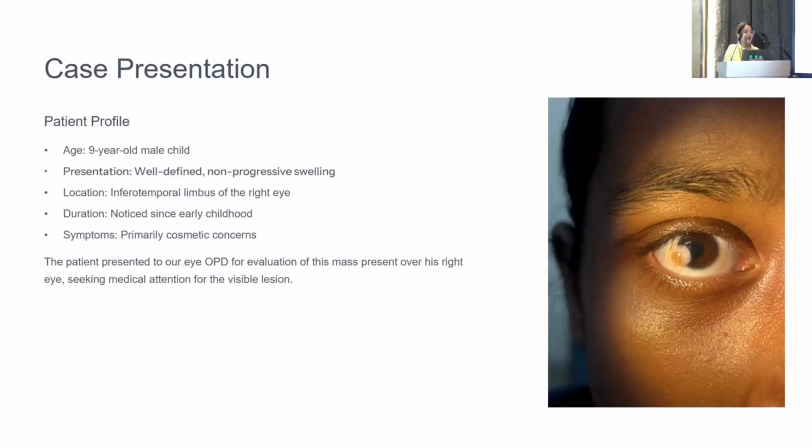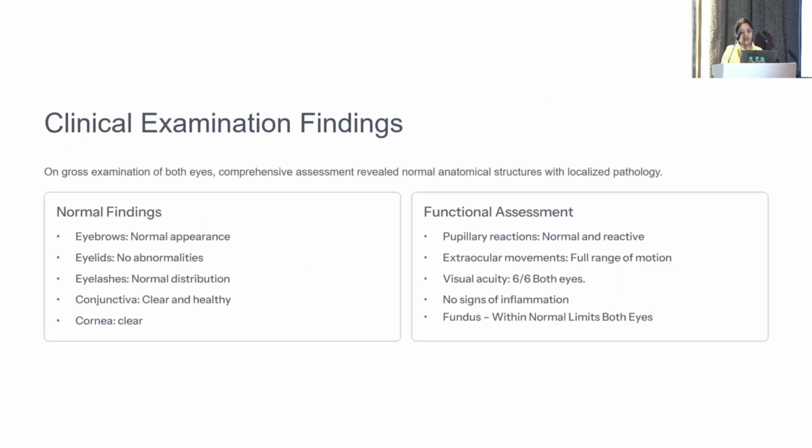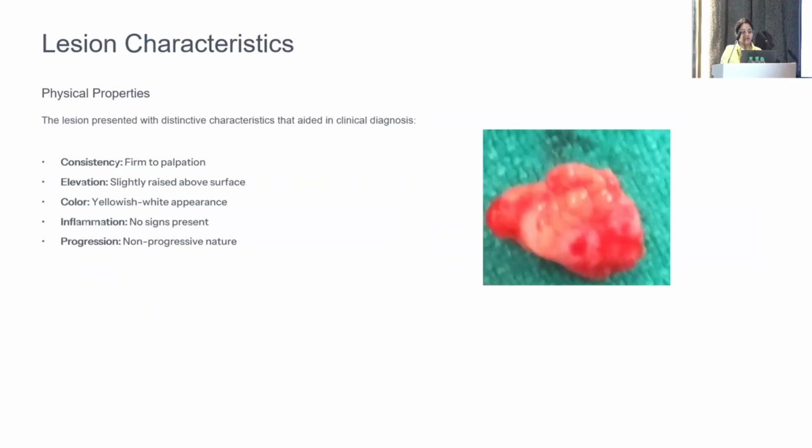Case presentation: a 9-year-old male child with a well-defined and non-progressive swelling in the inferotemporal limbus of the right eye was noticed with no inflammation and no other symptom. Main concern was cosmetic. On examination, eyebrows, eyelids, eyelashes are normal. Conjunctiva is clear and healthy. Cornea is also clear. Pupillary reaction is normal and reactive. Extraocular movements are full and free. Visual acuity 6/6 both eyes. No sign of inflammation, and fundus was also within normal limit.